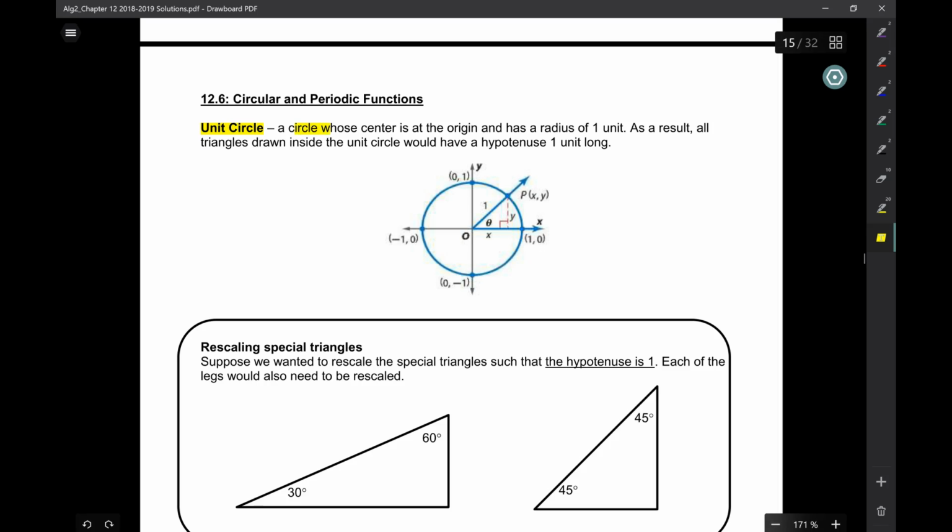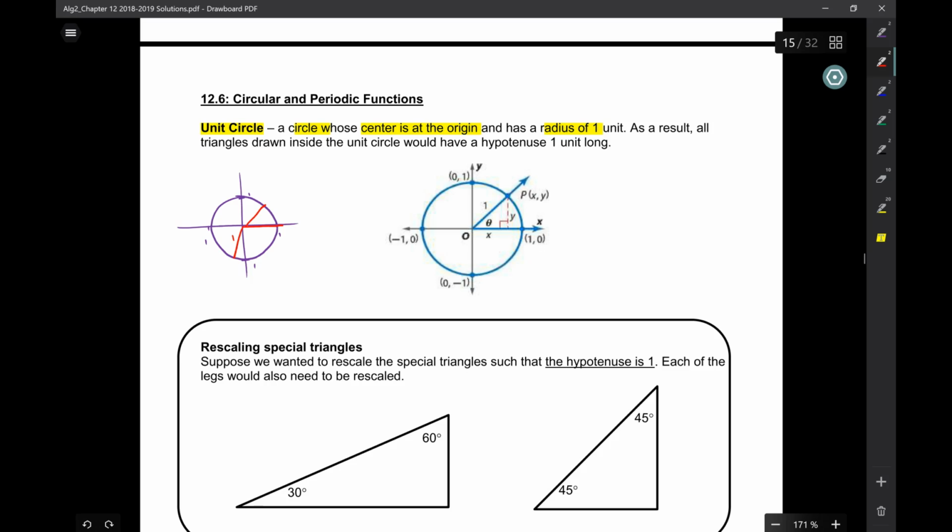Basically, the unit circle is a circle whose center is at the origin, and it has a radius of 1 unit. Okay, that's what a unit circle is. So if I were to draw a unit circle, it's 1, 1, 1, 1. That's how I draw a unit circle. All right, just 1 all around. That's it. The radius is 1. So now, if this is a radius and that's 1, that's also a radius. And how big is that line? Also 1. And that's also a radius, and that's also 1.